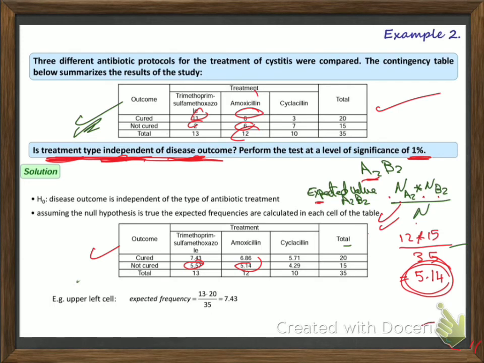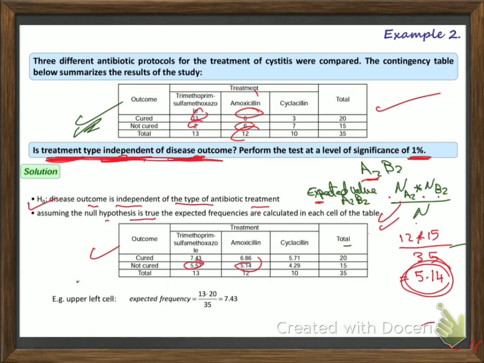This is the null hypothesis, that we assume the disease outcome is independent of the type of antibiotic treatment. There is no relation between them. If this is accepted, or not rejected, it means they are independent. If we reject this hypothesis, it means they are dependent. So we assume the null hypothesis is true.